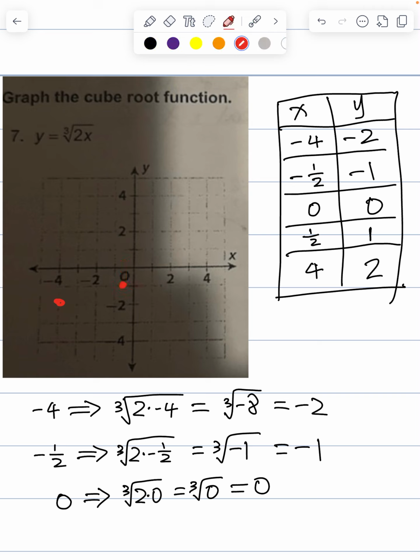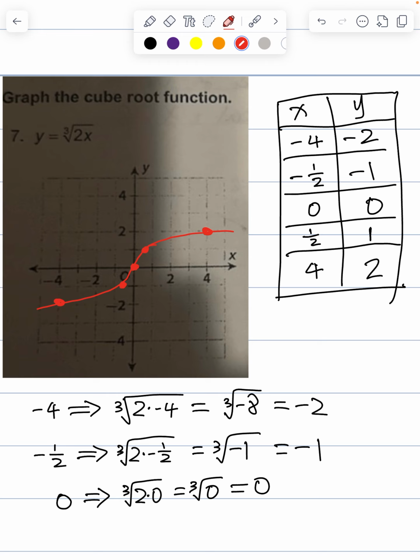Okay, next one, 0, 0, right here. And then 1/2, 1 here. x equals 4, y equals 2, the last point. And then we connect those points and make it a little longer. This is the graph of the cube root of 2x.